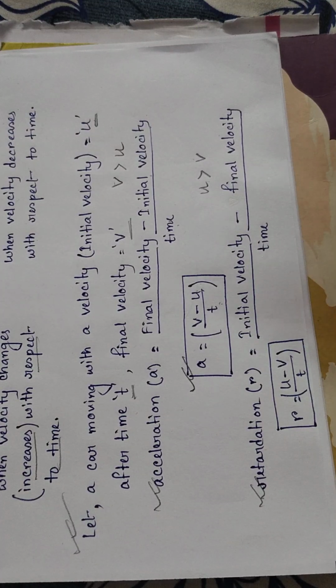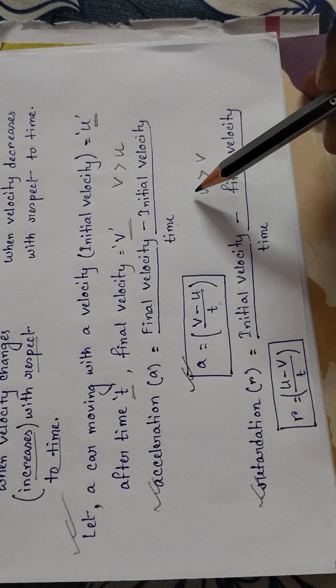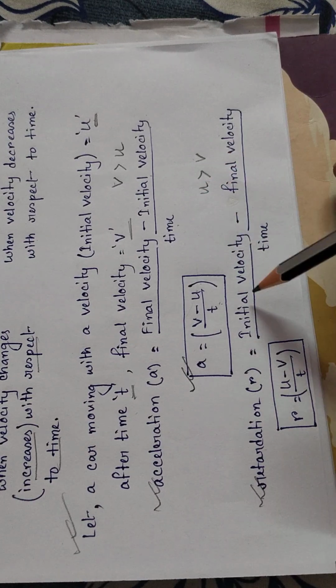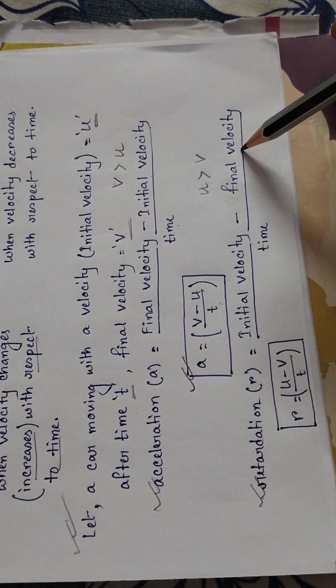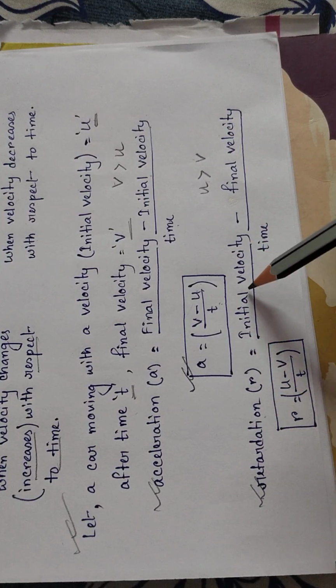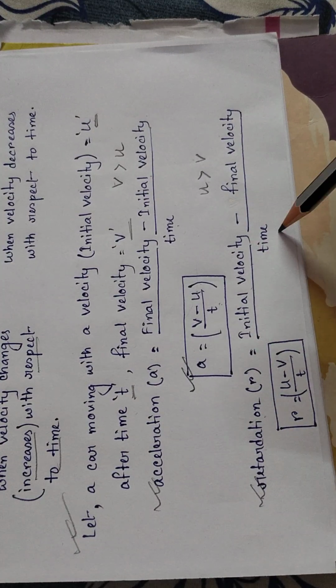Now, when we apply the brake, then the car or the thing that we are riding will decrease its speed as you are applying the brake. So in that case, the initial velocity will be greater than the final velocity. So in case of retardation, we will subtract the final velocity from the initial velocity. So in case of retardation, initial velocity minus final velocity by time.